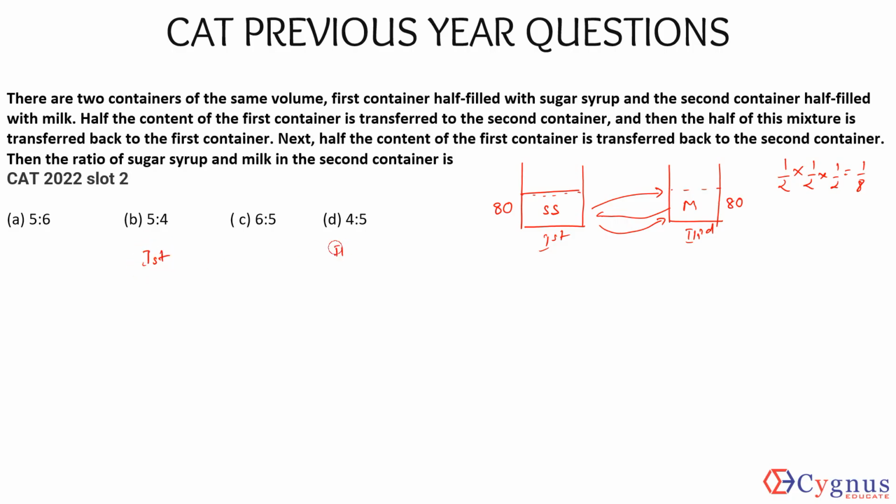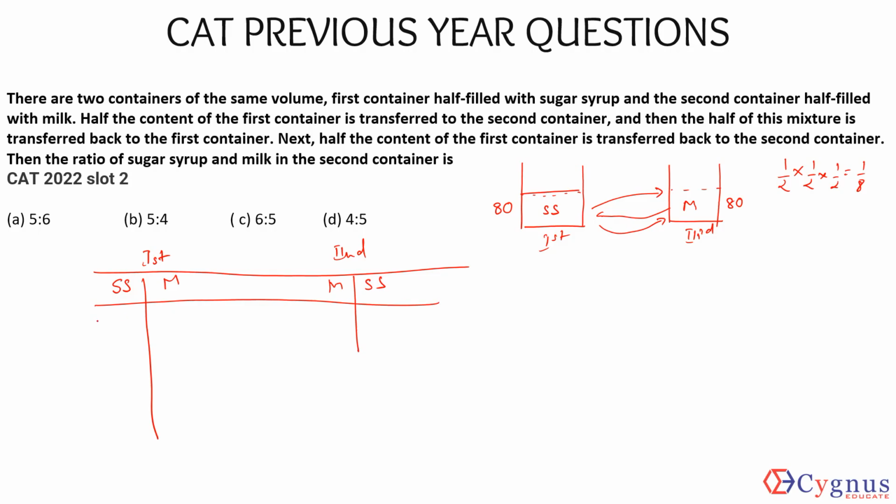First container, second container. I'll have sugar syrup and milk. In the second container, I had milk and sugar syrup. So initially, the first container will have 80 liters of sugar syrup and 0 liters of milk. Fine. And the second will have 80 liters of milk and 0 liters of sugar syrup. What happened? The first container half filled with sugar syrup and the second container half filled with milk.